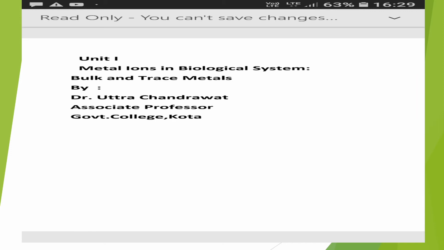So, in the past lecture, we went through the role of sodium and potassium in various biological processes. Today, we will focus on the sodium potassium pump.